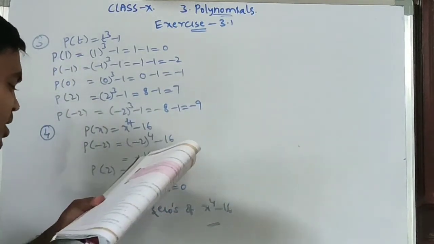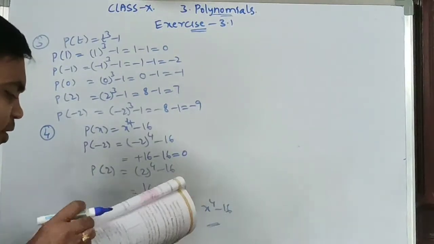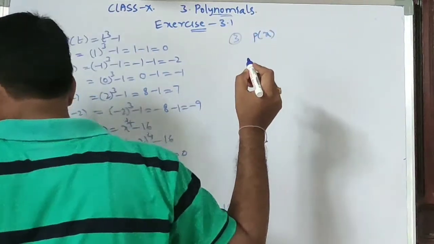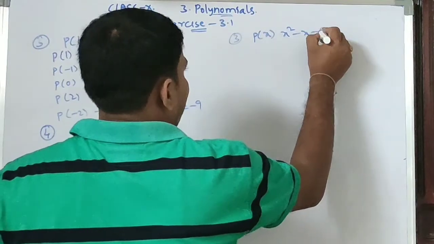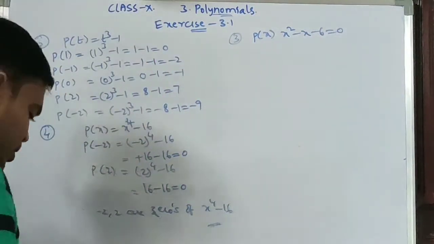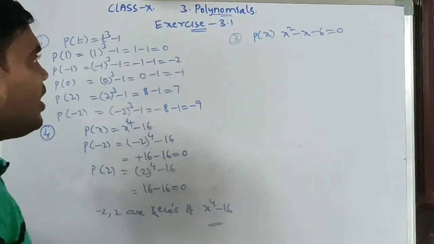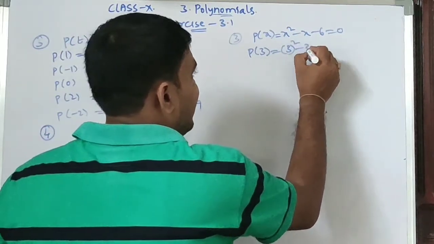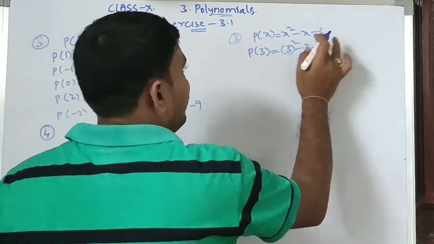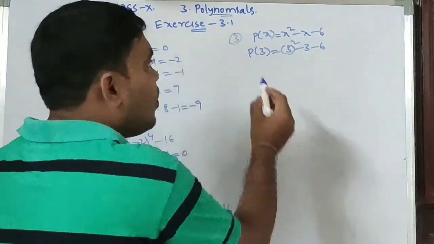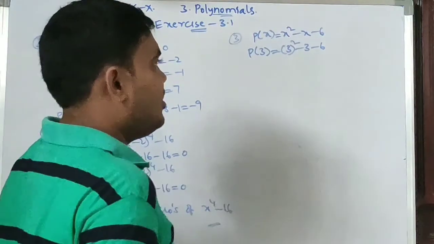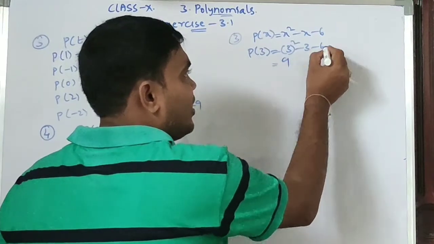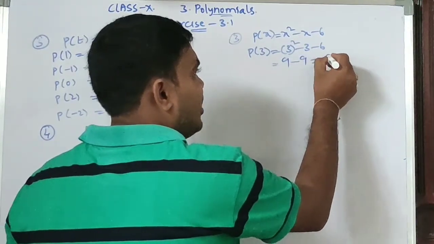Next question, fifth one. Check whether 3 and minus 2 are the zeros of the polynomial. Taking that polynomial p of x equal to x square minus x minus 6. This is the polynomial p of x. So I want to check about 3 and minus 2. P of 3 equal to 3 square minus 3 minus 6. Substituting x equal to 3, we got this one. 3 square 9, minus 3 minus 6, minus 9, 9 minus 9, 0.